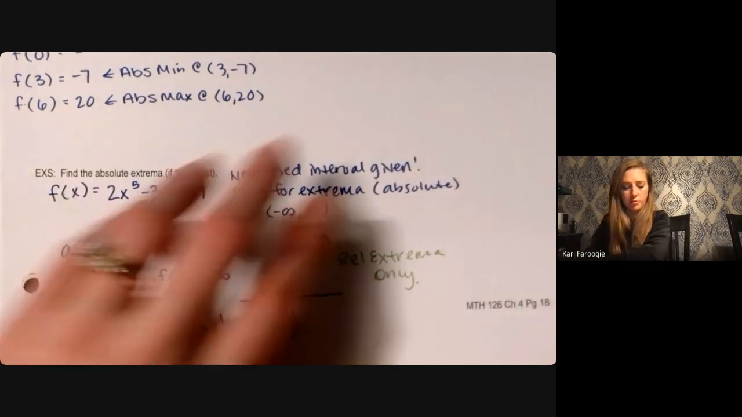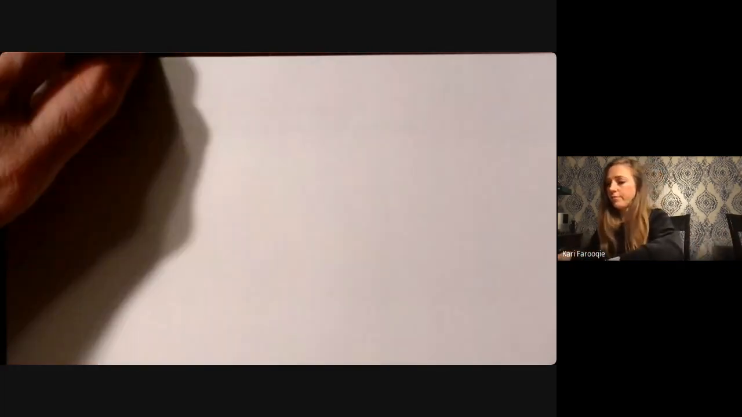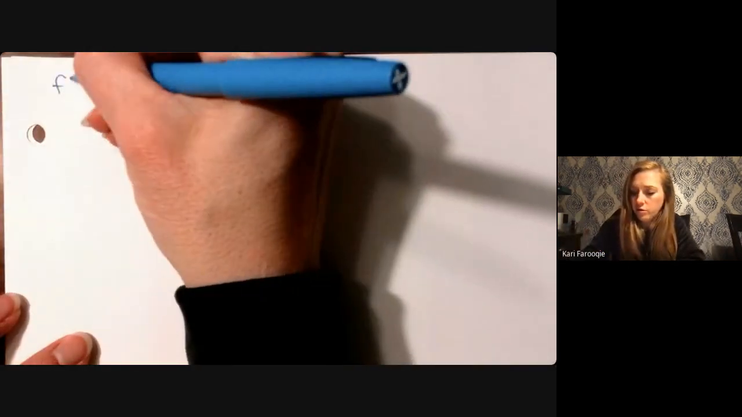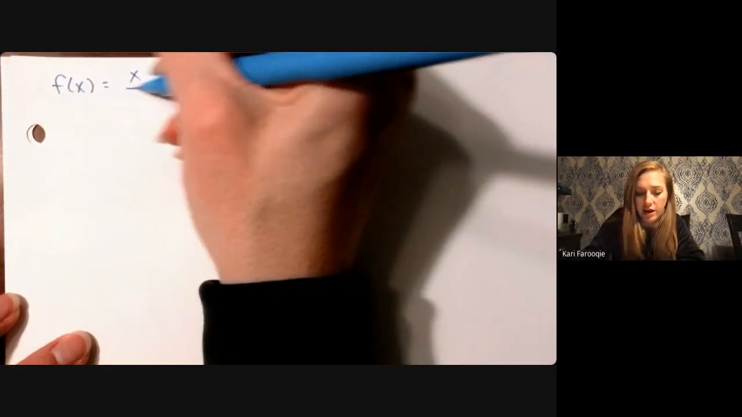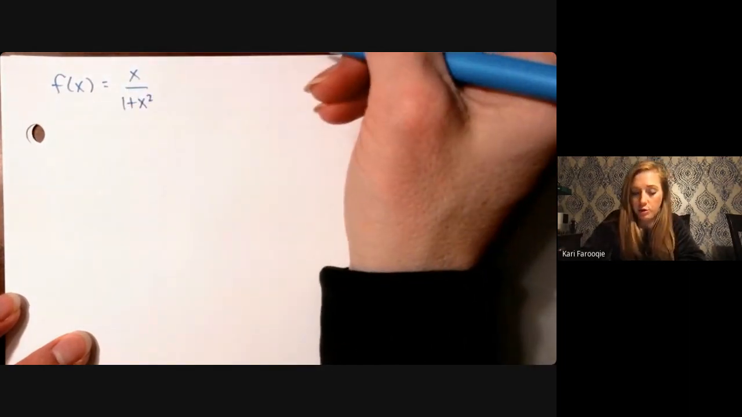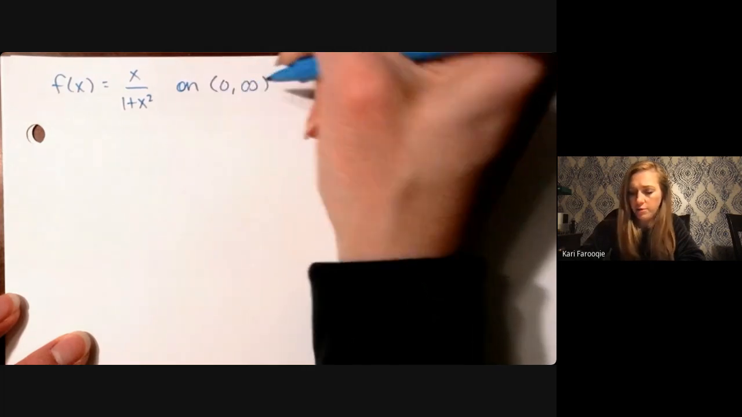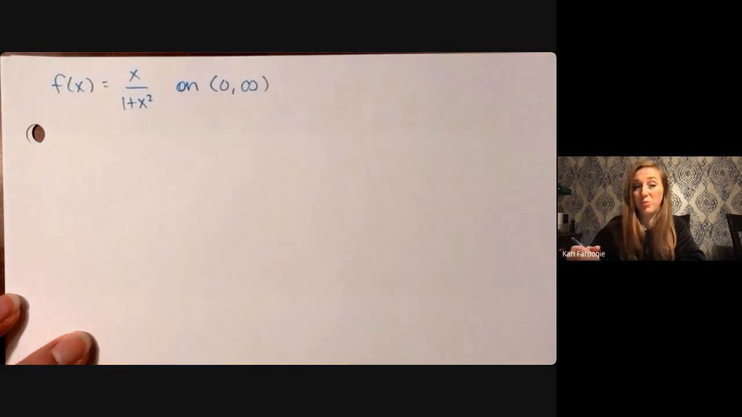We're going to do something similar now with a rational function. So this is going to be f of x equals x over 1 plus x squared. And I'm not going to give you a closed interval. I am going to give you the interval from 0 to infinity. And we're not including 0. Remember, the parenthesis means that it's not included.